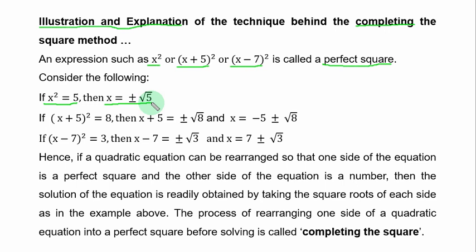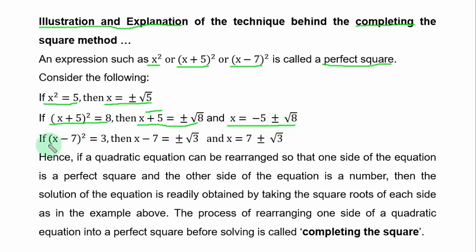Then if (s + 5) squared equals 8, if you want to look for s, the first thing is to take the square root of both sides, then you transfer plus 5 to the right hand side, and you have s equals minus 5 plus or minus root 8.